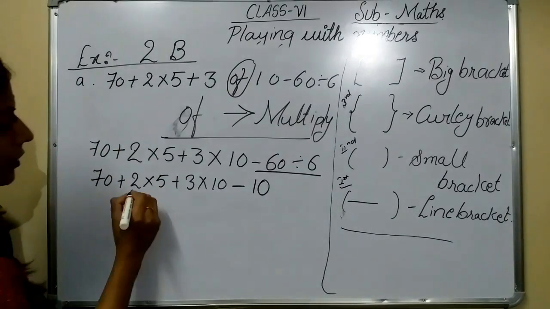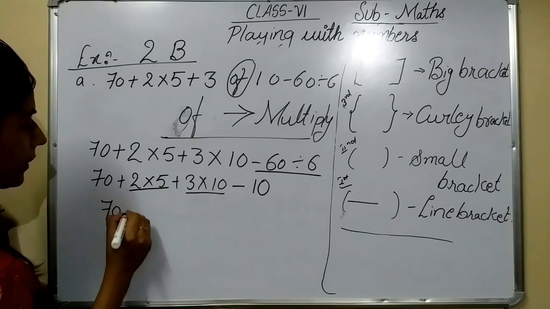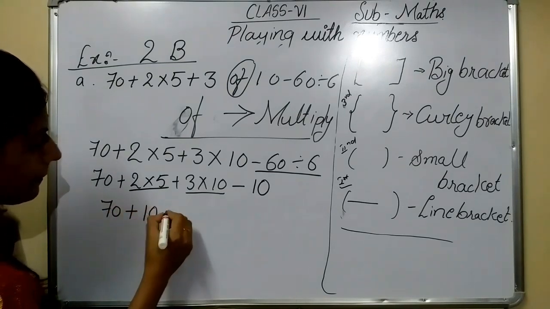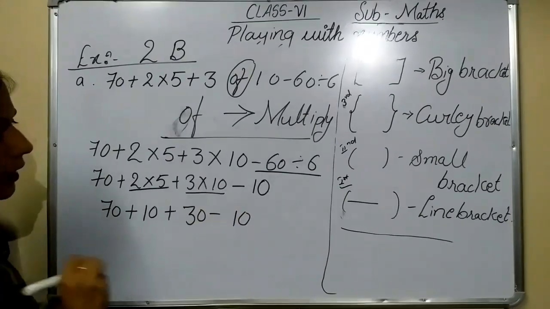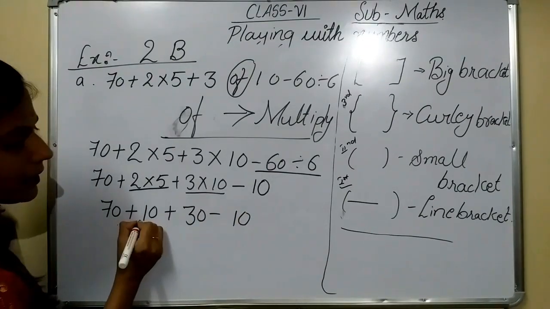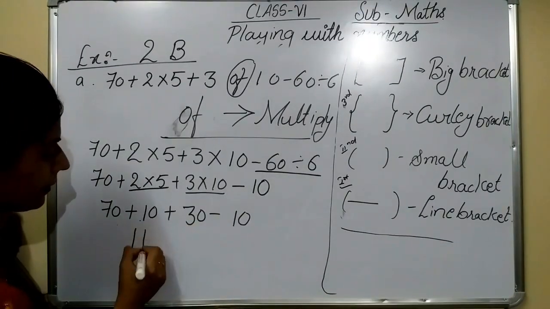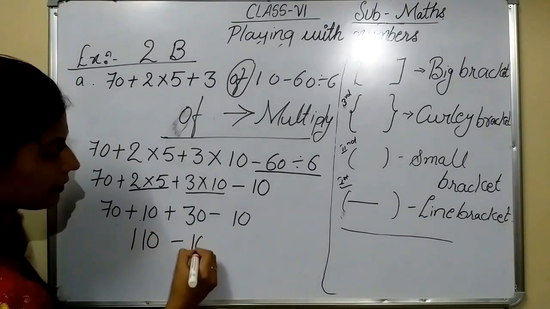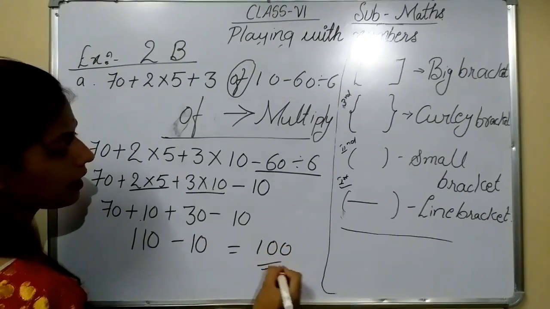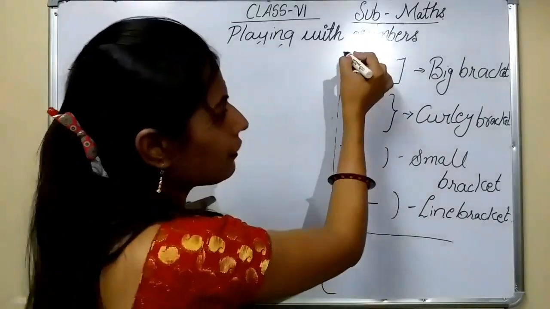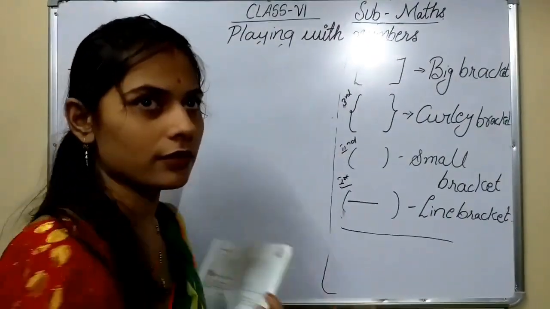Now you have to multiply it. 70 plus 10 plus 30 minus 10. Now add 70 plus 10, that is 80. 80 plus 30, 110. 110 minus 10, that is 100, is your answer. This rule you have to note in your notebook. According to this you have to solve the questions.